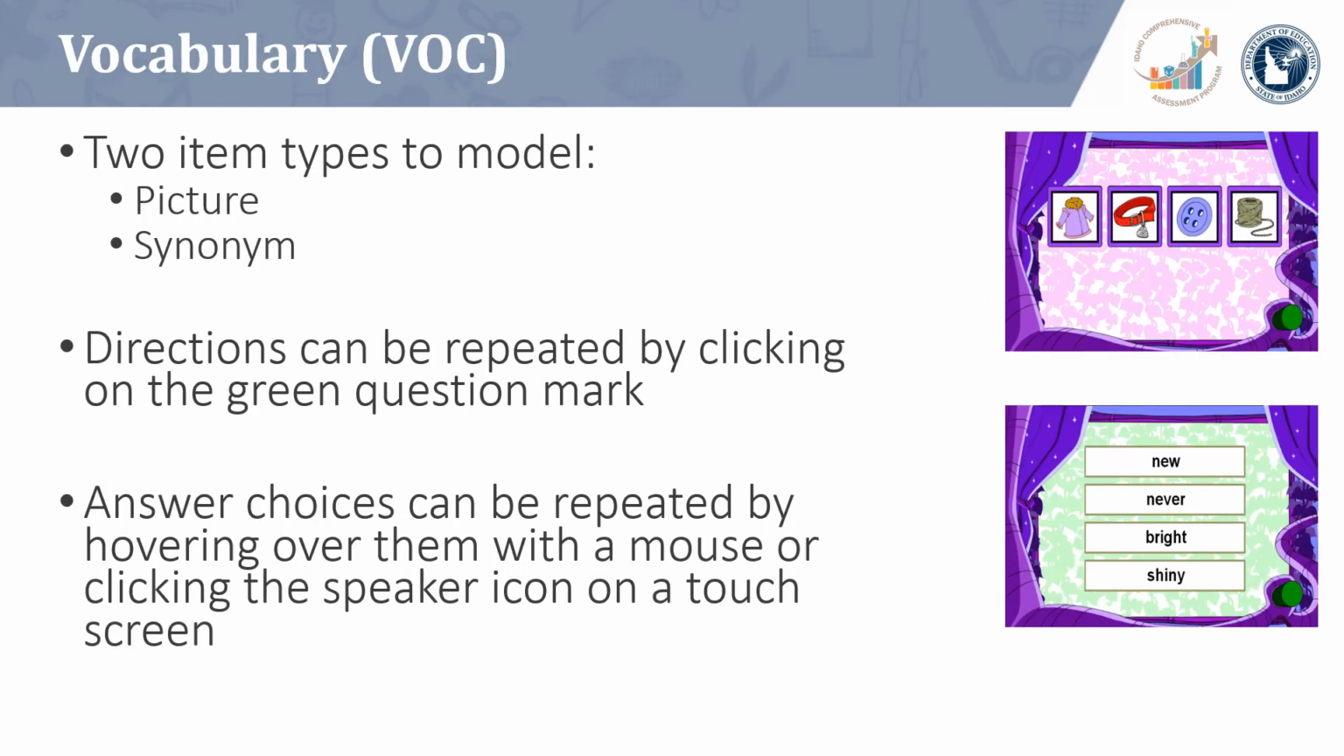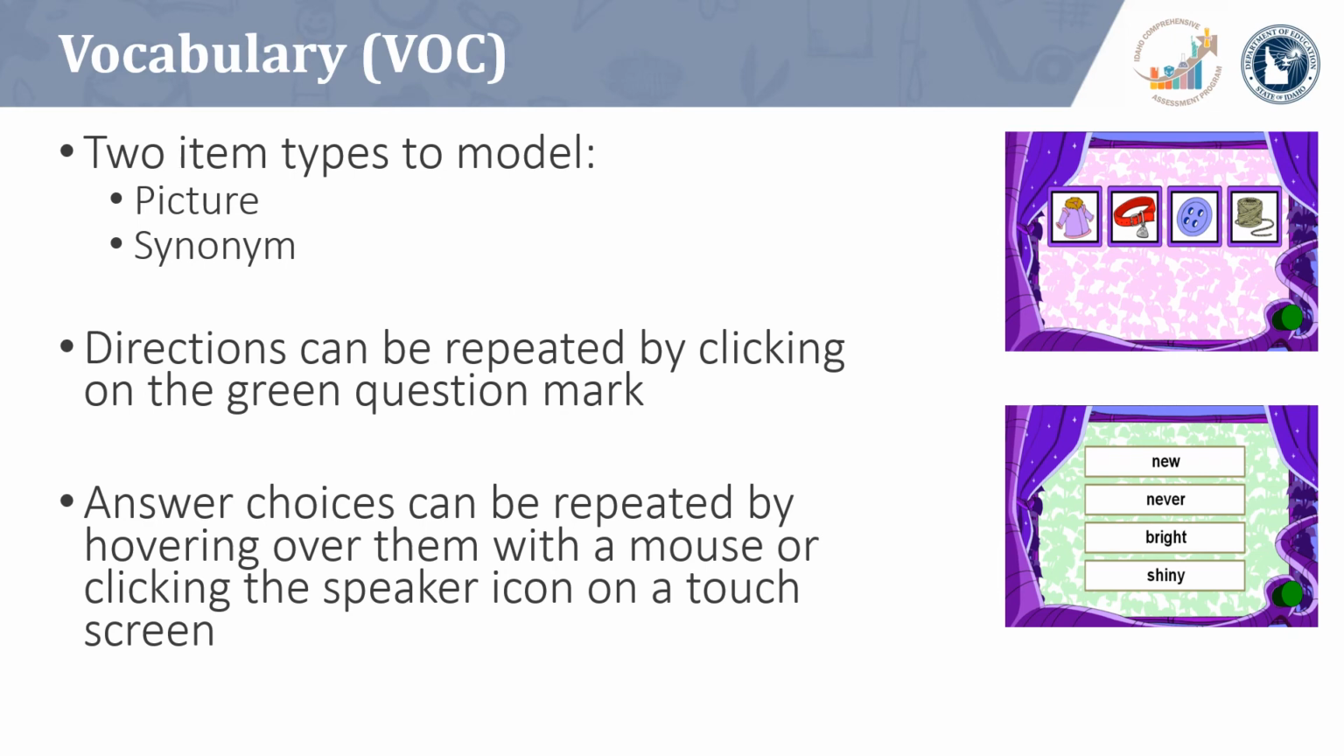The vocabulary subtest is the only one administered to every student who takes the IRI, regardless of grade level. There are 2 item types to model: picture items and synonym items. For the first item type, pictures appear on the screen. The narrator asks the student to identify the picture that best illustrates the word that is orally produced by the narrator.